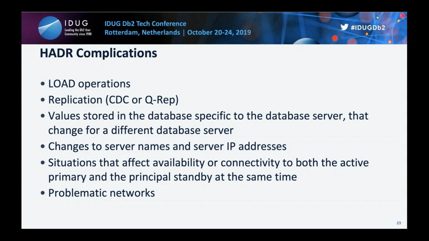You have to watch out for applications that store values that are specific to a database server or change for a different database server. There are very few of those, but there are a few applications that might store that. Changes to server names and IP addresses, as somebody had asked, that's absolutely something you want to be aware of and you're going to have to address when it happens. It's not difficult. You just have to make sure that you do address it when it happens, because HADR will fail if you don't.